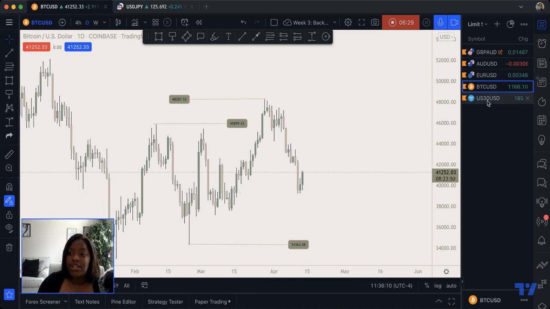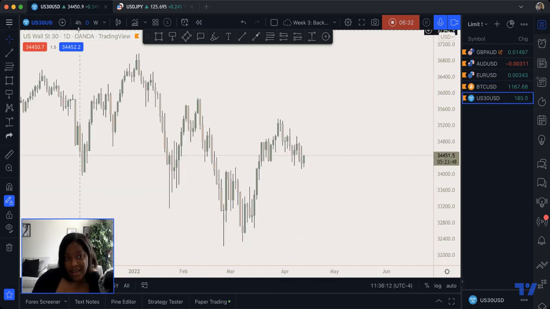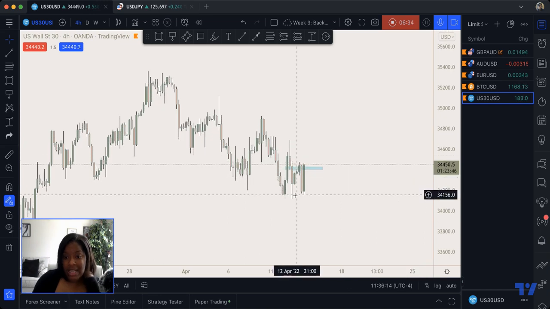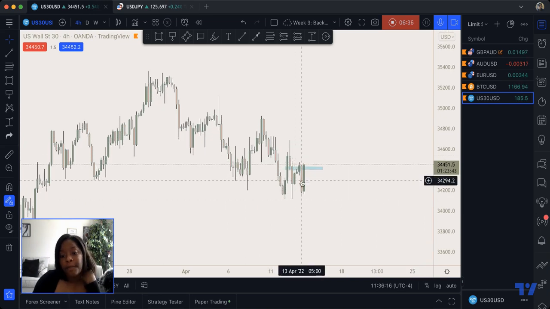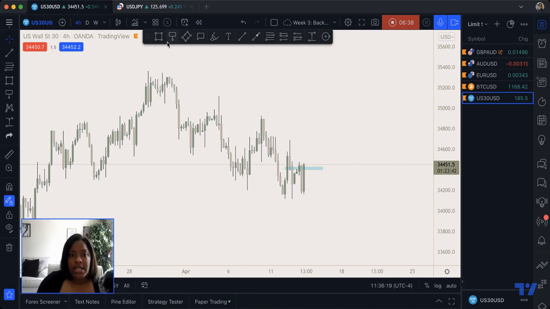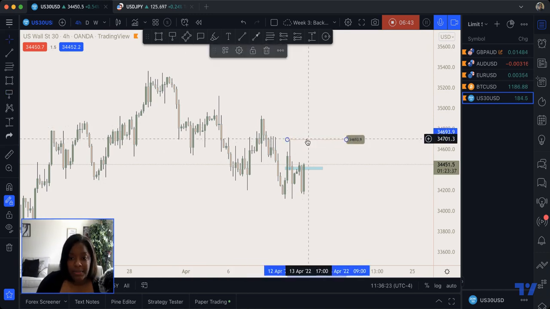And then lastly is US 30. Now, this is a trade that I gave out yesterday, and she did reach the previous lows here. And so I'm hoping that she can stay below this last lower high and then continue down to hit my second TP on this one.